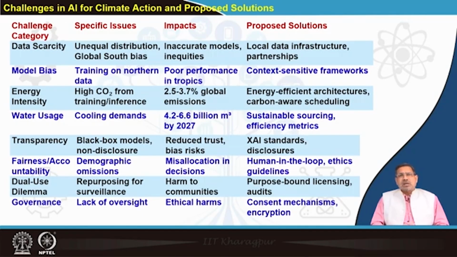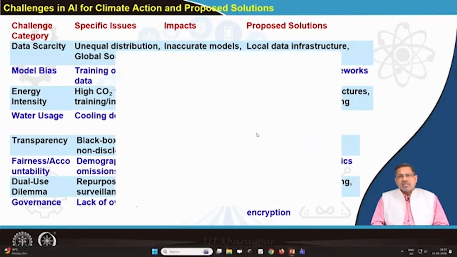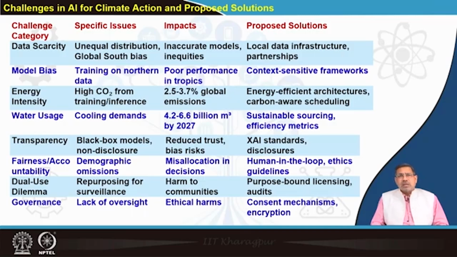The impacts are also mentioned there, but the proper solutions: many times local data infrastructure partnership is needed, energy efficient architecture is needed, sustainable sourcing. Efficiency metrics are also useful, and purpose-bound licensing and audits help in overcoming the challenge coming from the dual use dilemma. Coming from the governance sector, consent mechanisms and encryption also help in addressing the challenges as far as AI for climate action is concerned.